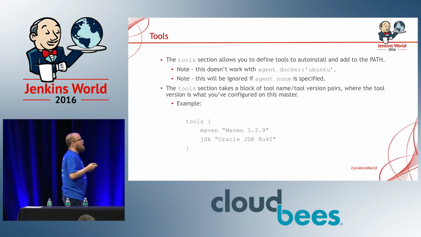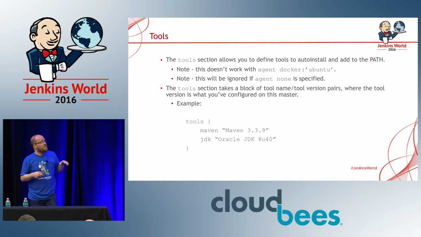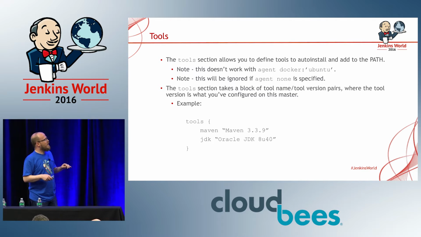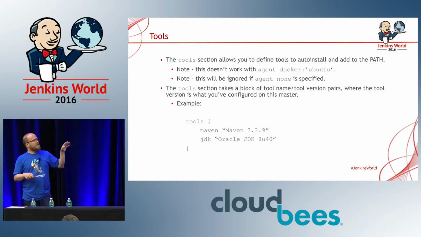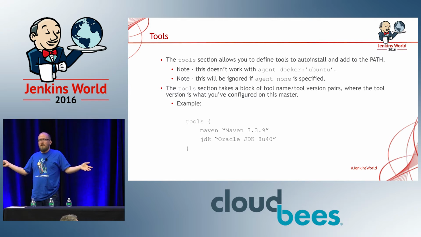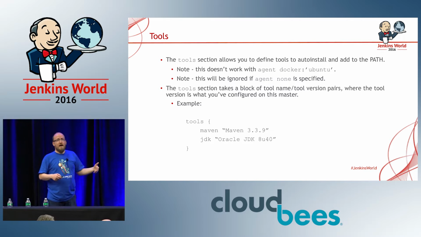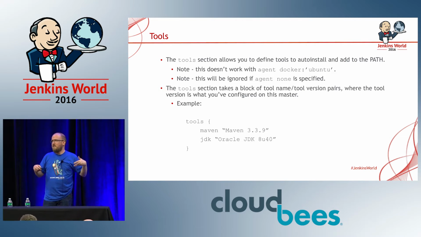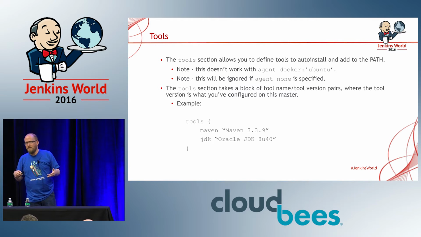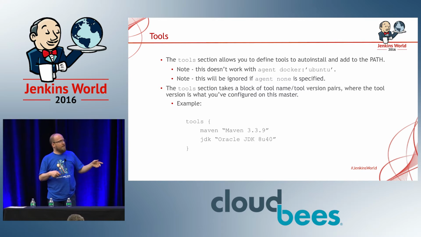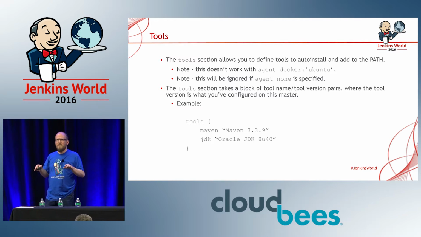So there's optional things. The tool section allows you to define tools to auto-install and add to the path in your build. I should note this doesn't work on Docker. There's still some things around that that may or may not ever happen. And it's ignored if agent none is specified, because how does it know where it's going to be installing the tool? It takes the standard Maven, Jenkins tool installations for Maven, JDKs, Gradle, whatever else you've configured, and allows you to specify, okay, install the Maven version I configured, install the Java version I configured, and make sure they're on my path. Nice and simple. Just not a huge deal, but it makes things a little easier.